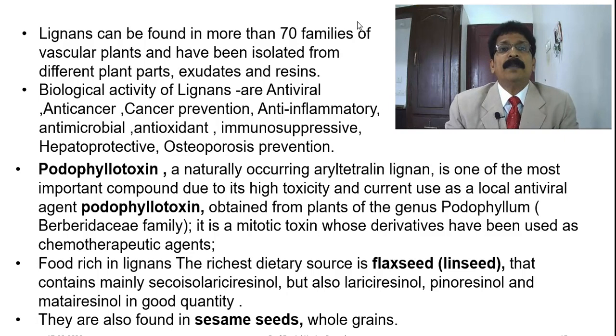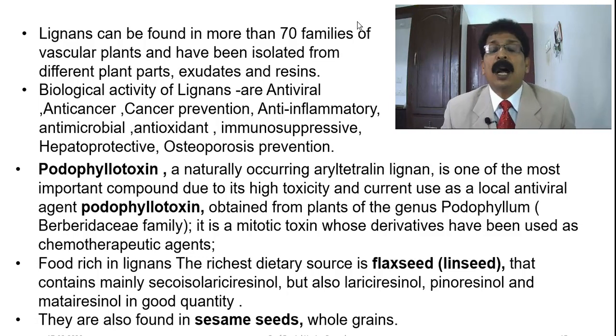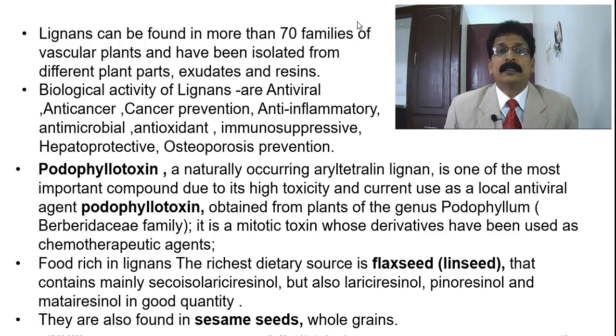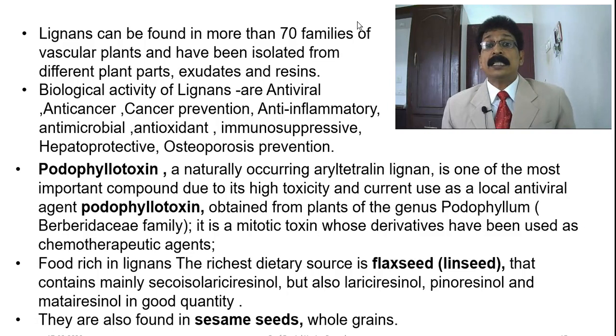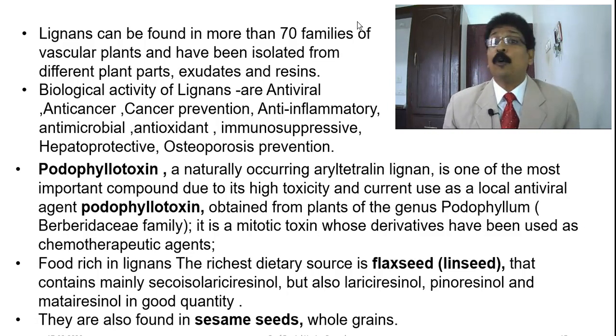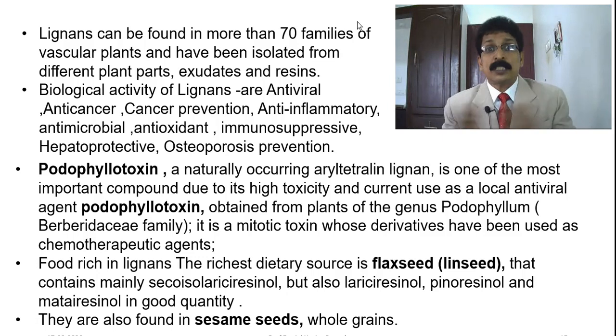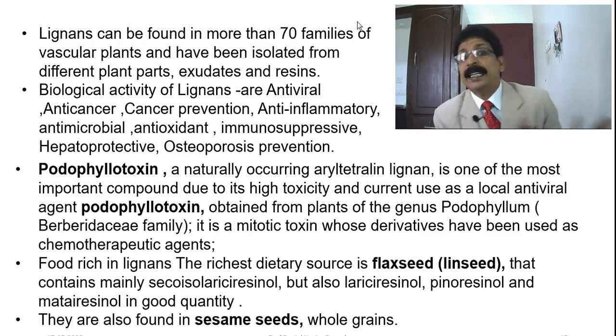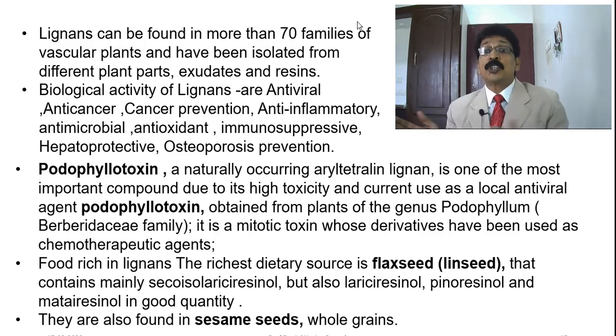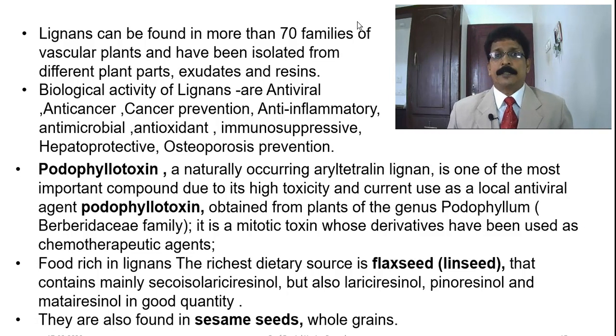And lignans can be found in more than 70 families of vascular plants and have been isolated from different plant parts, exudates and resins. Biological activities of lignans are antiviral, anti-cancer, anti-inflammatory, antimicrobial, antioxidant, immunosuppressive, hepatoprotective, and osteoporosis prevention. You see, a variety of biological activity is present. So it is very important for us to study these lignans.